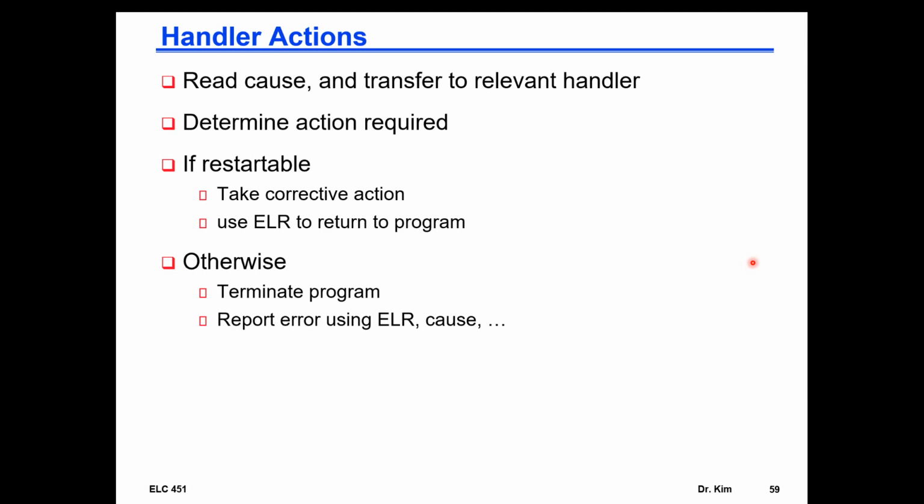If the cause is deemed not restartable because it's a catastrophic failure, then you would terminate the program and report that error using the exception link register and the cause register. So that's what the ISA for the ARM has specified to handle these events. But the issues that would be a catalyst for termination of a program are the things that you would see in Windows when you get a blue screen or something like that.